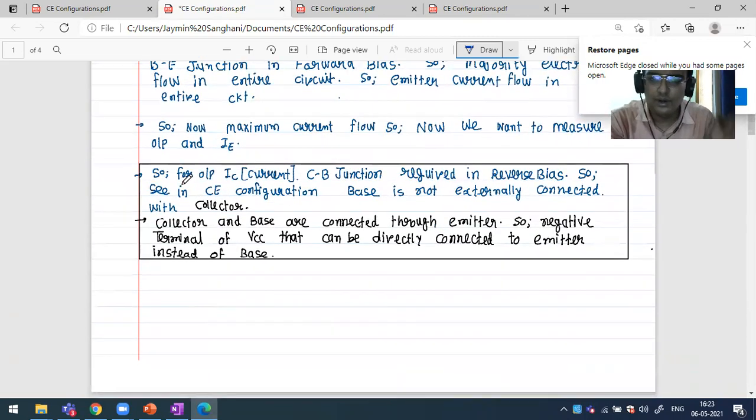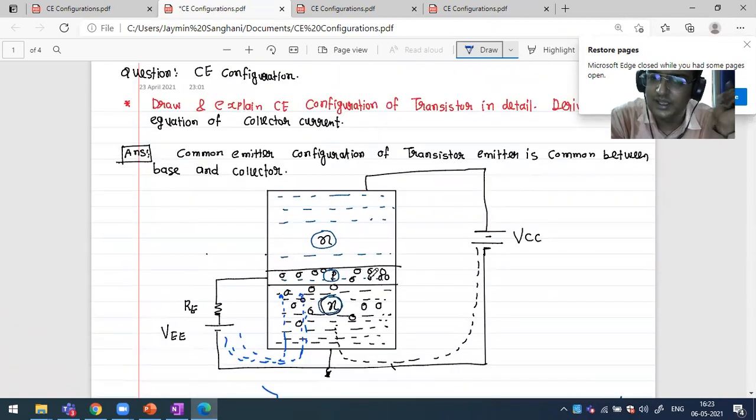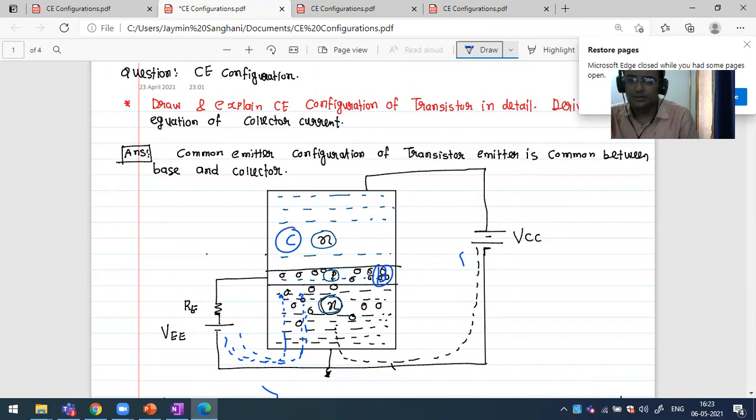So for output IC, collector current, the collector base junction is required to be in reverse bias. See, in the common emitter configuration, base is not externally connected with collector. See this is base, and this is known as collector. Remember that point, base is not externally connected.